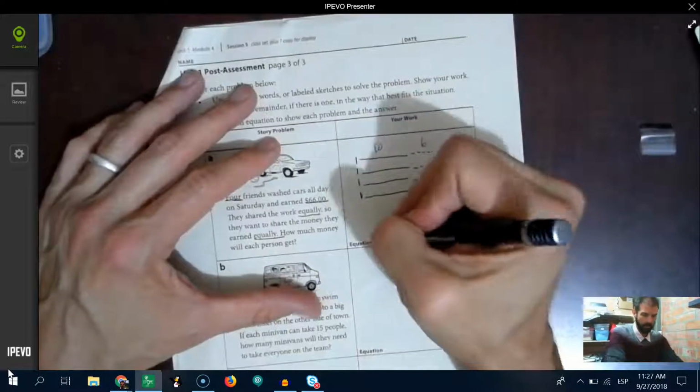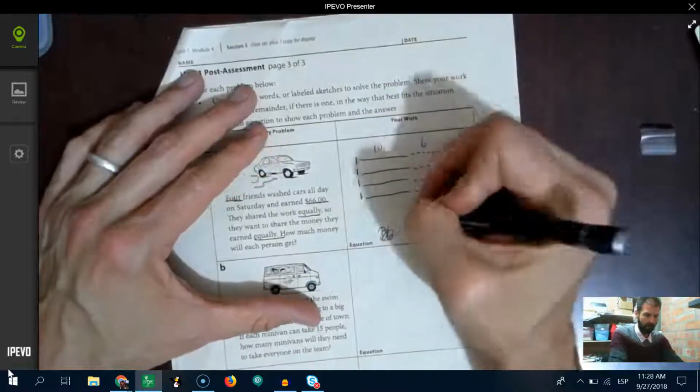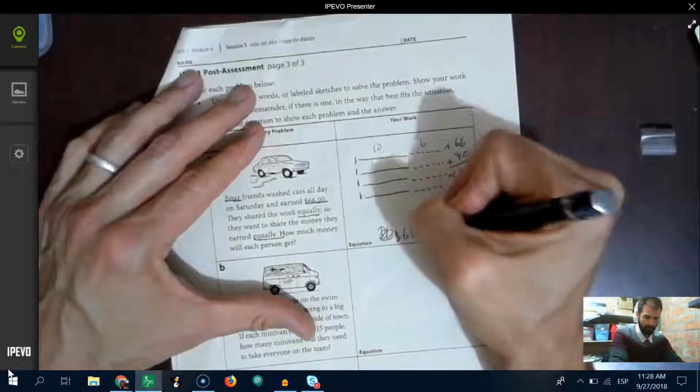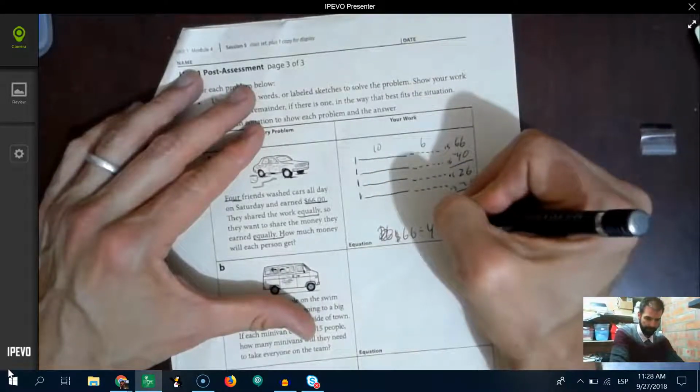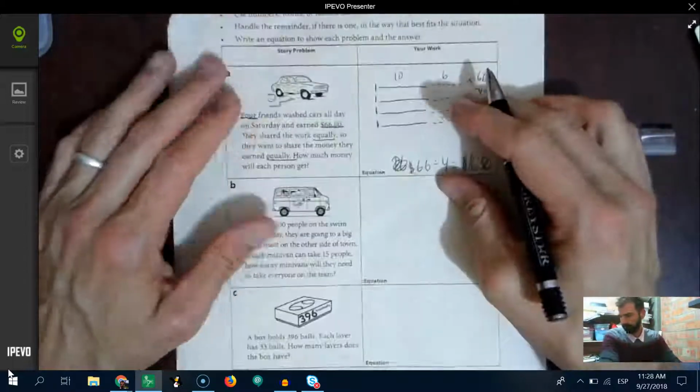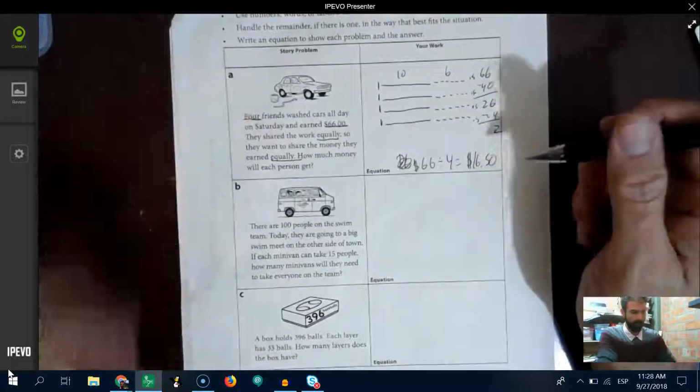Okay, cool. So it looks like they get the equation. So $66 divided by 4 equals $16.50. Cool.